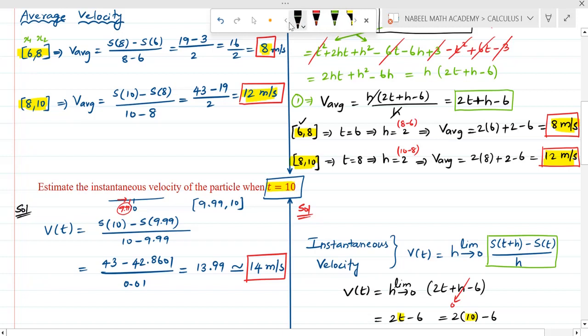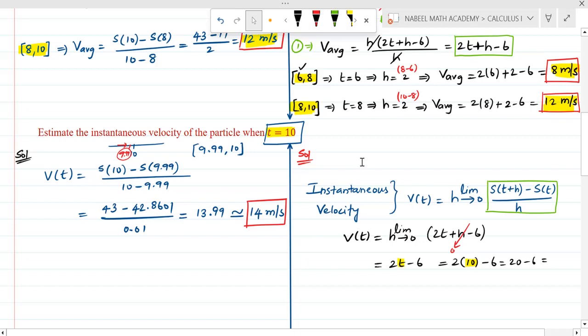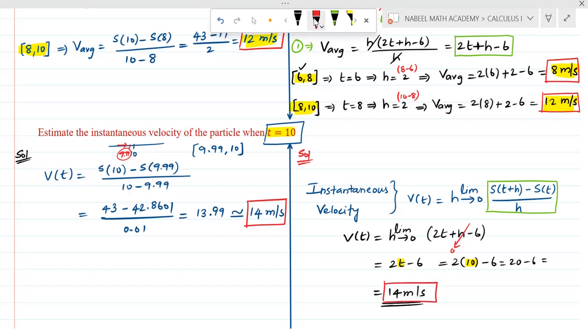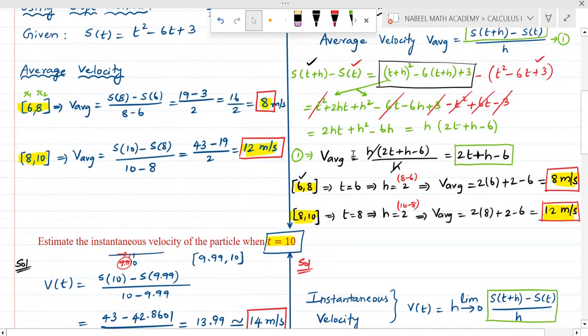So the final answer will be 20 minus 6, which is equal to 14 meters per second. So you will get the same answer using the derivative technique as well. This is the one problem we have taken in which we solve using the slope method and using the derivative method. So the answer is going to be the same.